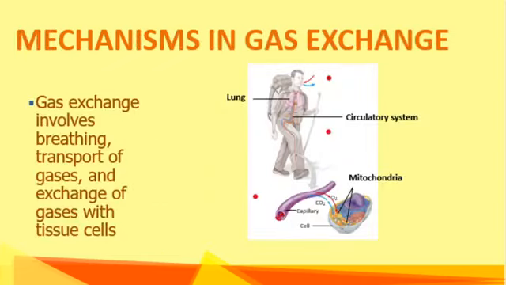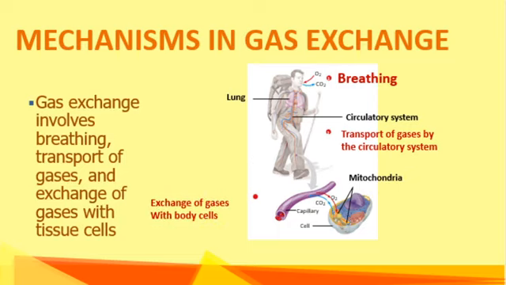Okay, let's see the mechanism. How do we do it? Gas exchange involves breathing, and then after that, there is a transport of gases by the circulatory system. So the respiratory and the circulatory system go hand in hand. And then there is an exchange of gases with the body cells. There are quite a lot of organs needed for this to be possible. As you can see in this picture, we have the lung, the circulatory system, our blood vessels, the blood, the heart, and into the cells, the exchange.